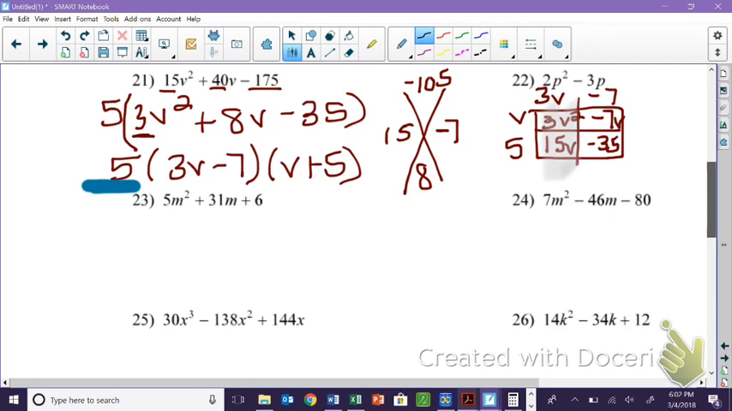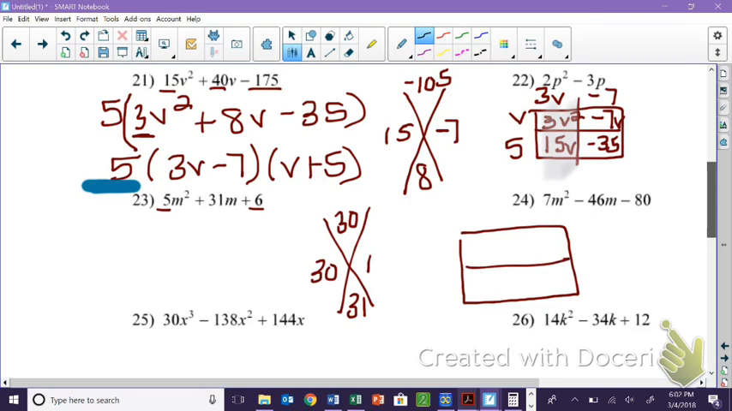Let's continue to do that. Do they share anything for 23? No. So we will do the cross. What's 5 times 6? 30. A times C. And then we put our B down there. So, this one, thankfully, is a little bit easier. 30 and 1. We go to our area model.